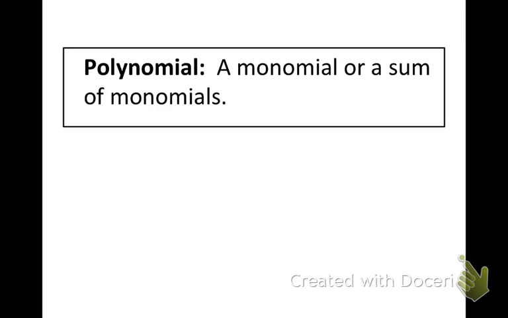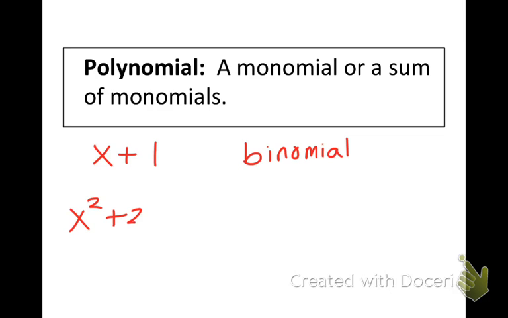So a polynomial can be a monomial or a sum of monomials. Let's go through this. If I had the sum of 2 monomials, that would be a binomial, which is a polynomial. What if I had the sum of 3 monomials? Then it would be a trinomial.